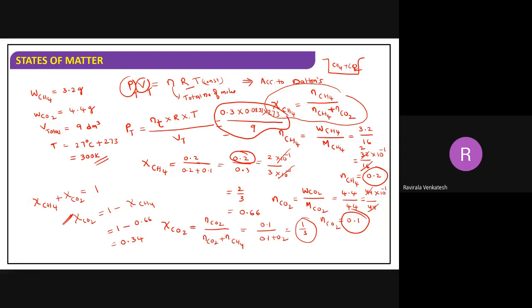Actually, I wanted to do this with Dalton's law of partial pressure, but I've forgotten. P total is not given. So actually we have to calculate that. So here mole fractions are not required for us. This one is not required.